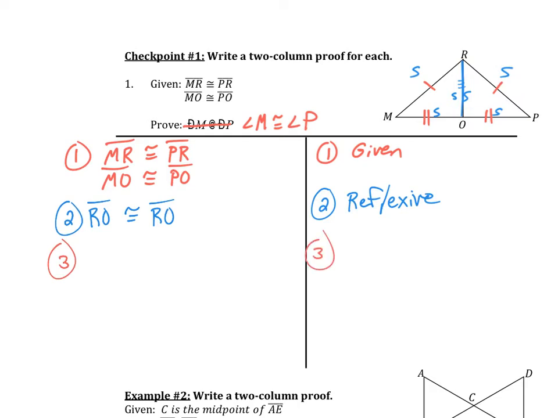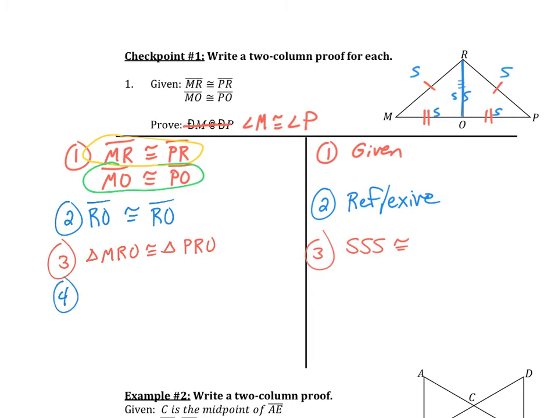So we would name the two triangles. The triangle on the left we can call triangle MRO. And the triangle on the right, if we match it up, MRO would match up with PRO, because MR has to match up with PR. That comes from right here. MR matches up with PR, MO matches up with PO. Okay, and the reason is side, side, side congruence.